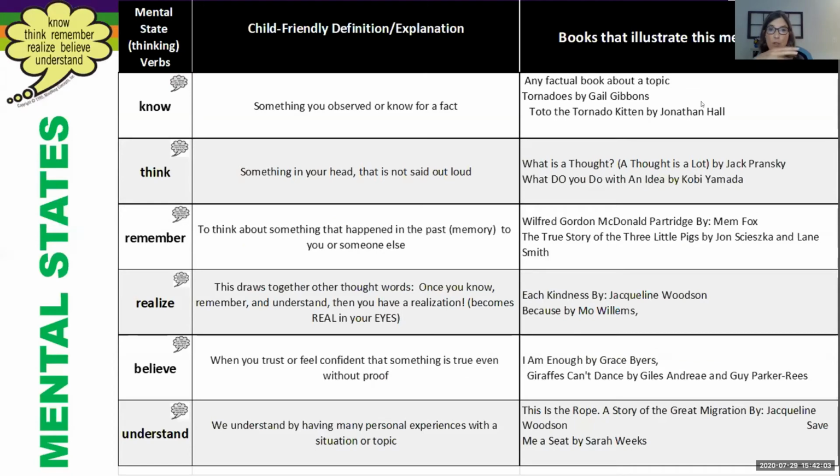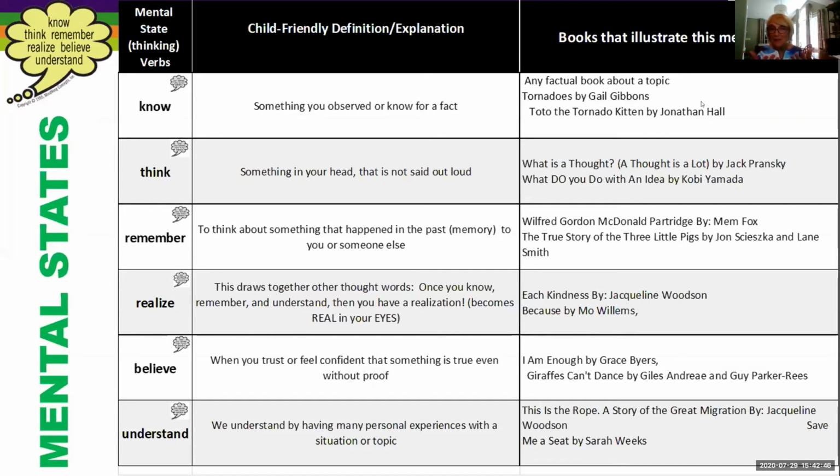Okay. So I love this chart. Maryellen, you can talk about this. And actually, Sheila, you helped me create this chart with the child-friendly definitions of what it is to know, to think, to remember, and a story that goes along with illustrating what it is to know, think, remember, realize. Realize, it becomes real in your eyes. I think that one, Each Kindness by Jacqueline Woodson is huge for that, because the realization that this little girl could have been more kind ends the story.